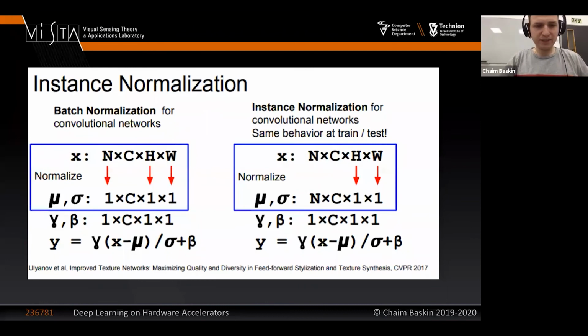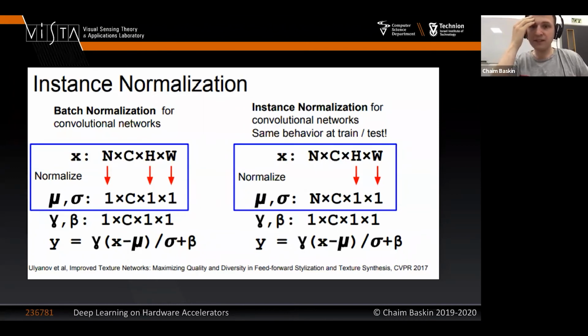So now let's revisit batch normalization and the difference. In batch normalization, for convolutional neural networks, we have the input x given by n inputs, c channels, and h by w as our feature size. We have mu and sigma, which will actually be 1 by c by 1 by 1. The other modification, proposed by Ulyanov, is instance normalization.